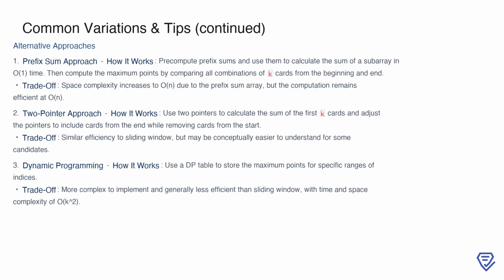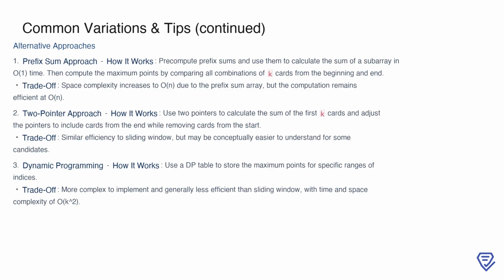Finally, let's explore some alternative approaches that can be useful depending on the scenario. The prefix sum approach involves pre-computing prefix sums for the array, which allows you to calculate the sum of any subarray in constant time. By comparing all combinations of k cards from the beginning and end, you can determine the maximum points. However, this comes with the trade-off of increased space complexity to O(n) due to the prefix sum array, although the computation itself remains efficient at O(n).